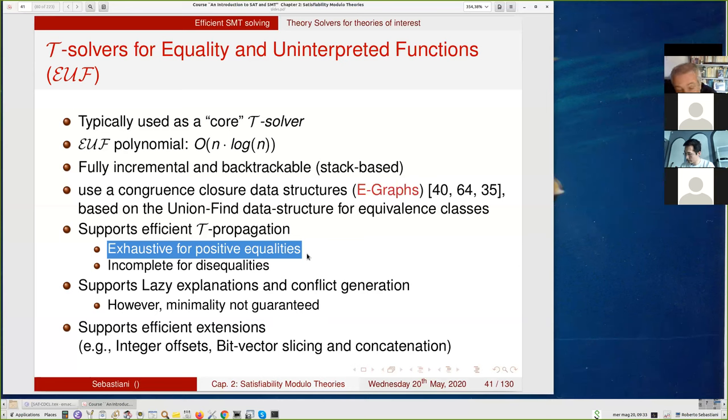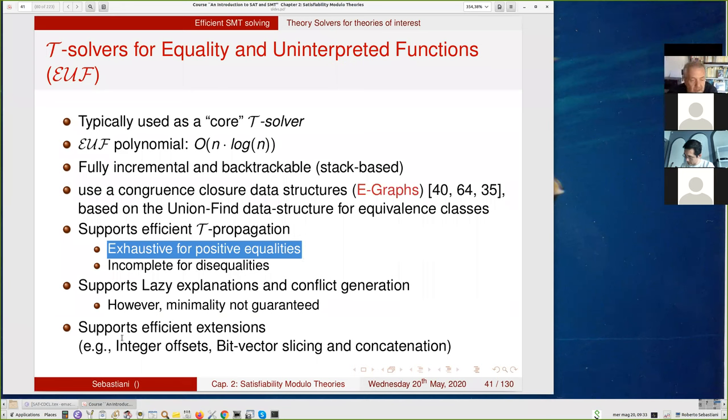This is based on a data structure called e-graph, which is an extension of a data structure able to detect equivalence classes called union-find. Have you ever seen union-find data structures in algorithm theory? Union-find are algorithms which can detect equivalences very fast, to group terms into classes of equivalence.